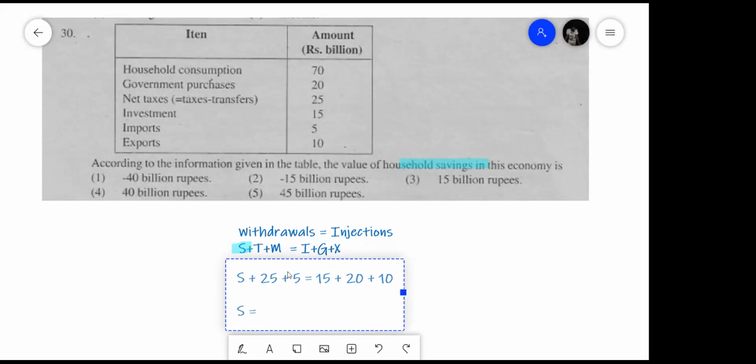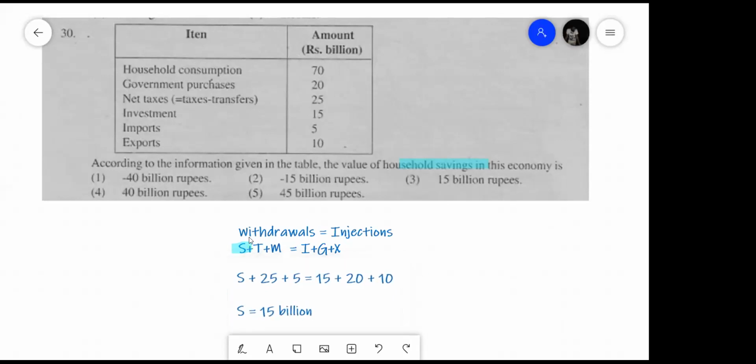Isn't transfer considered when calculating W equals J? Yeah, but when they have given you net taxes, you directly take the net taxes. You don't have to separate into taxes and savings. How much do you get? Is it a plus or a minus? Plus, right? So 15 billion is your answer.